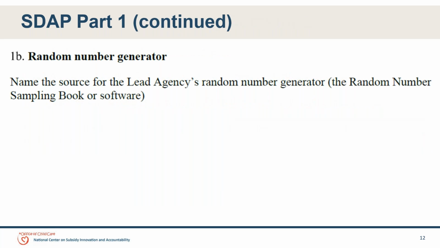1B asks for the name of the source of your random number generator. So when you are creating your sample and drawing your sample, you will need a random number generator. And we just want to know the name of it. You don't need to give further detail than just the name. A lot of lead agencies use the RAND function in Excel, or they might use a function in their database software, or even just a website that can generate a random number. All of those are fine.